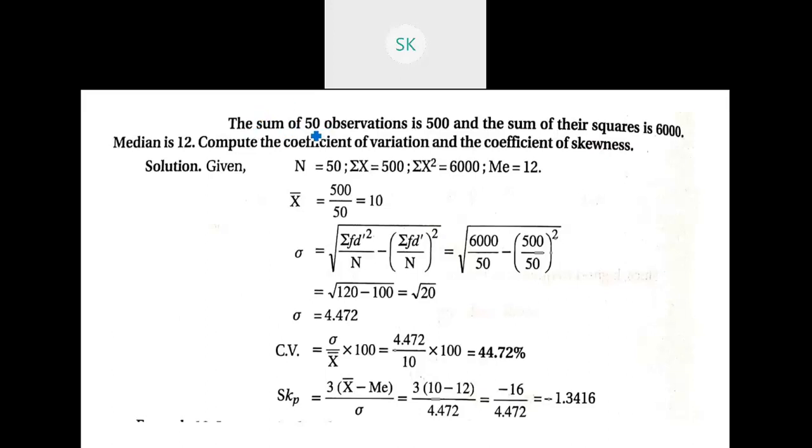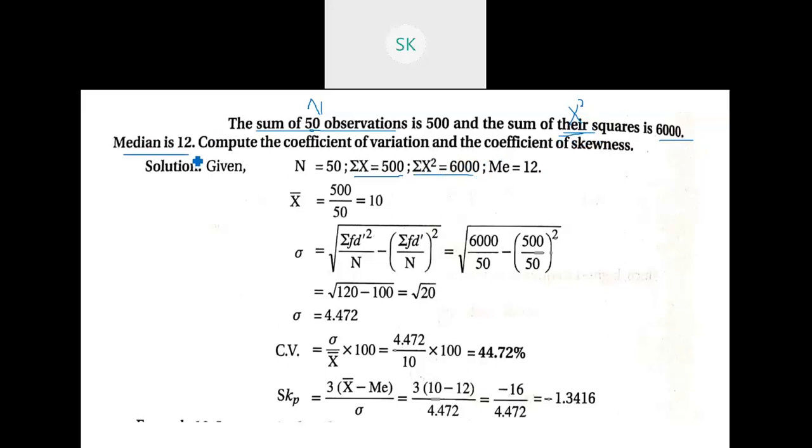The sum of 50 observations is 500. So 50 observations means n is equal to 50. We have 50 observations altogether, and the sum of them is 500, which means sigma x, the summation of x, is 500. The sum of their squares, sigma x square, is 6000.